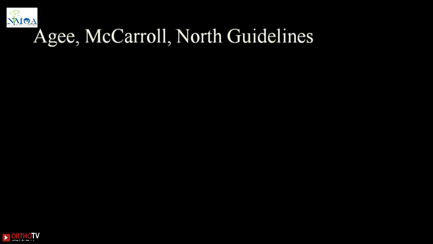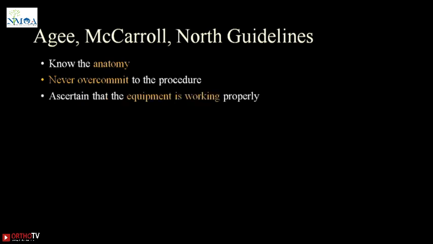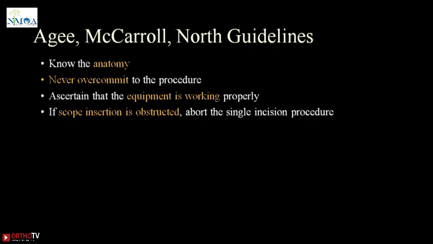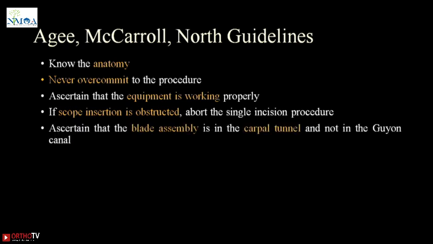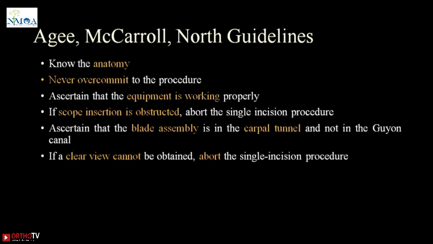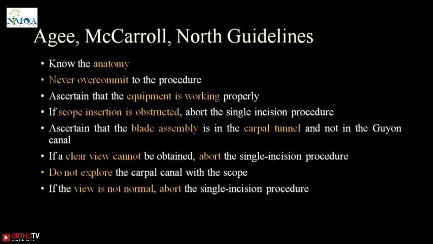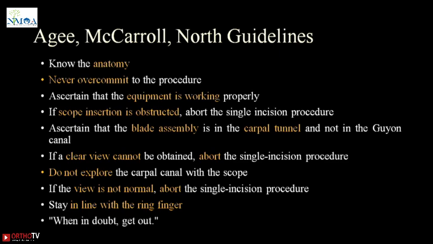So Agee, McCall and North gave guidelines almost 30-40 years back for endoscopic release: better to know the anatomy, never overcommit to the procedure, and ascertain that the equipment is working properly. If scope insertion is obstructed, convert to a single incision. If the blade assembly is in the carpal tunnel, make sure that it is in the carpal tunnel and not in Guyon's canal. If a clear view is not obtained, be ready for the open procedure. Do not explore the carpal tunnel with the scope, and if the view is not normal, abort the procedure. Stay always in line with the ring finger. And when in doubt, get out.